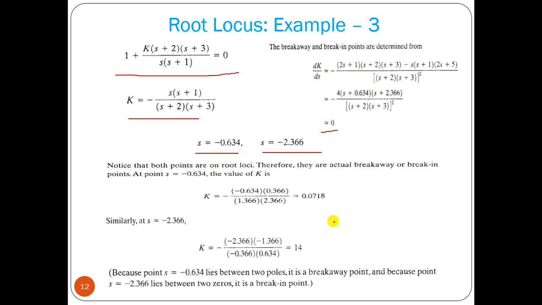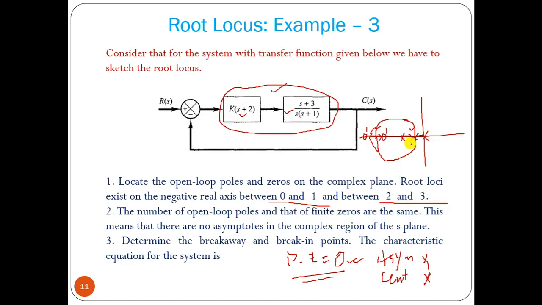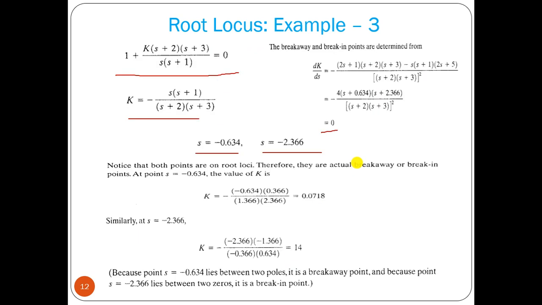Now we can find out that -0.6 is between 0 and 1, and -2.3 is between 2 and 3. So those two are valid, but we can check. You have to put this s value into this k equation. We got the k value is positive. If you put this s value into this k, we got 14. So both are valid points.